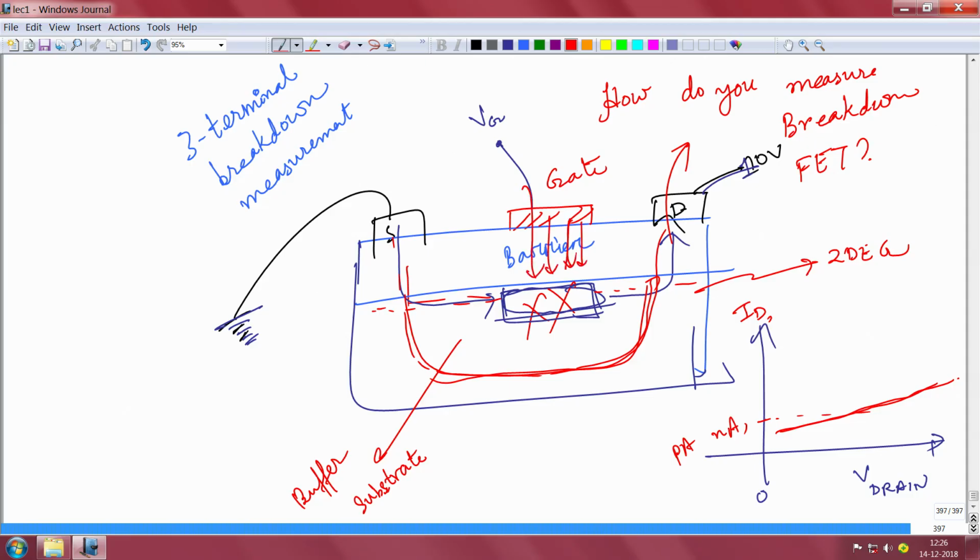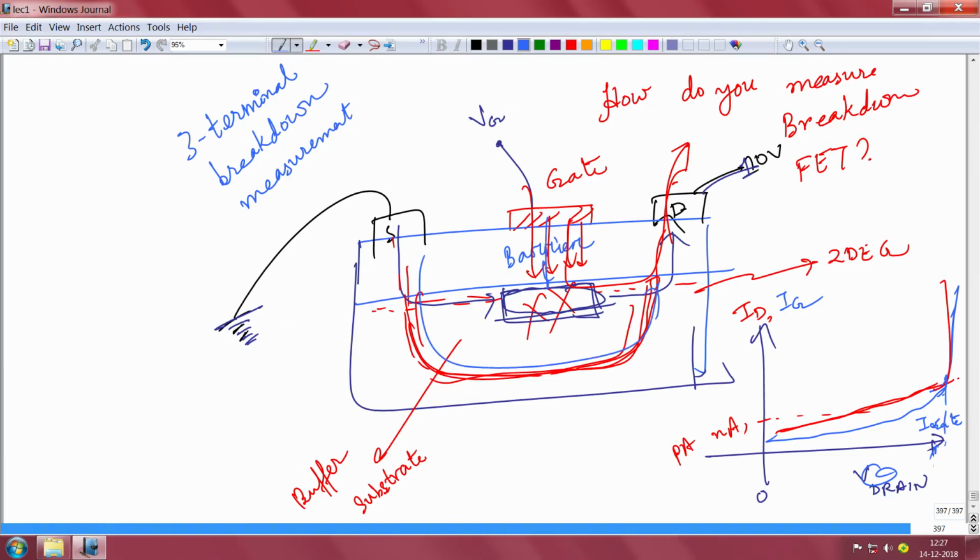If the gate leaks through the barrier, then the gate will also contribute. So, you might want to also monitor the gate current, I gate. You measure this and you keep increasing the voltage. At some voltage this will suddenly increase. It will break down, because this buffer that is carrying the current will break down, or the gate will, something will break down.